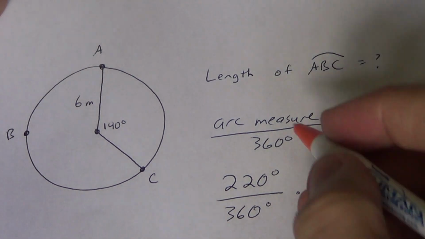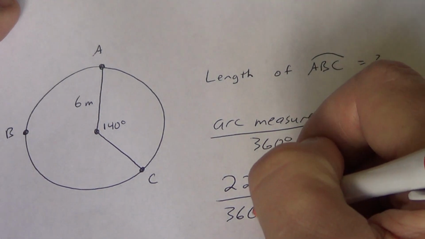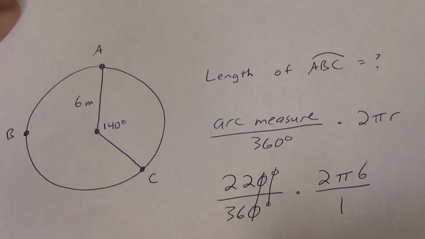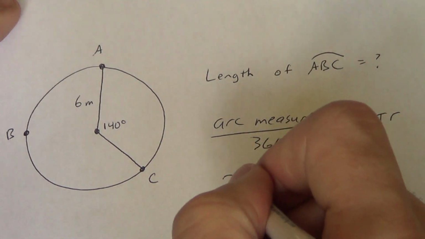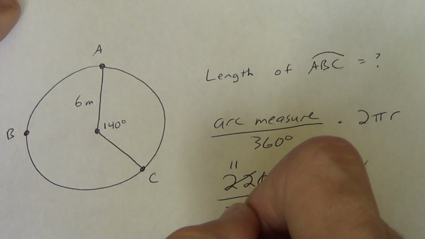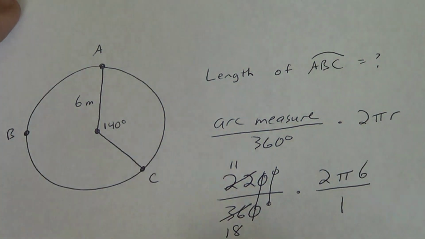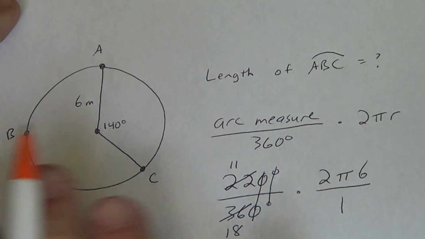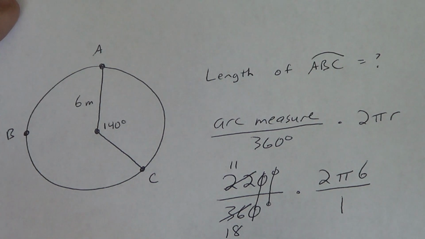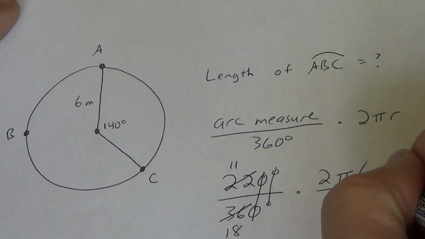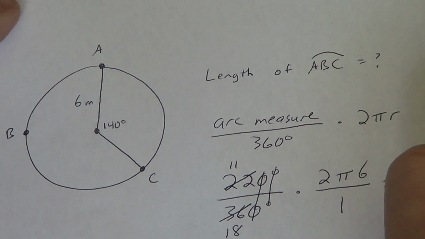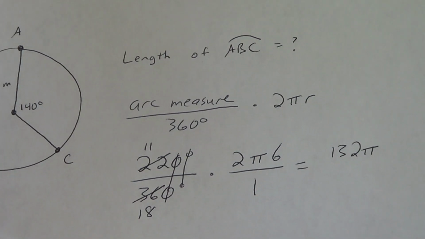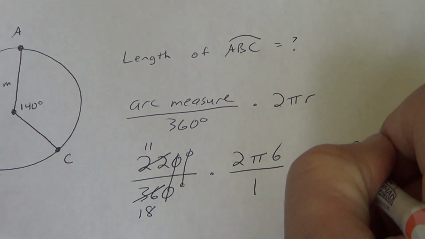Remember, the degrees cancel off. The zeros we can reduce, that's dividing by 10. We can do a little more reducing. These are both divisible by 2, so 11 and 18. And now I can do more reducing this way if you understand it. If not, just multiply straight across and reduce at the end. 11 times 2 is 22. 22 times 6 is 132. Don't forget pi. 18 times 1 is 18.